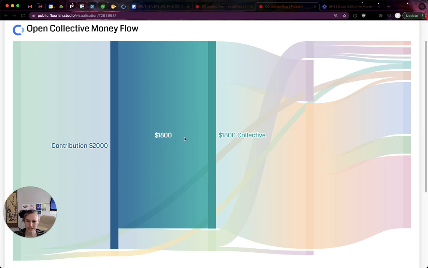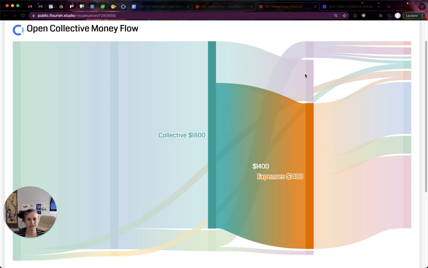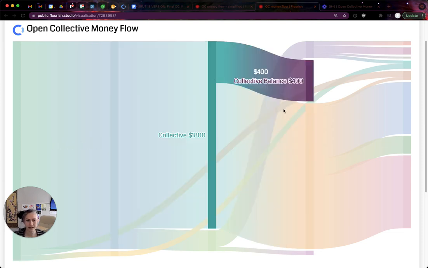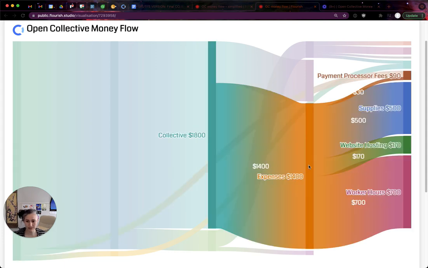So let's follow that $1,800. Once it's in the collective's control, you can see they were saving $400. So this is a hypothetical example. $400 just stays in their balance because they decided to set it aside, and then they can spend whatever they want on expenses. And so an expense is what happens when a collective wants to spend money from its budget on Open Collective. And so these are just made up examples, but they're common expenses. So you can see they've got website hosting, they're paying workers for their hours and for various supplies, and this is to achieve the mission of the collective.